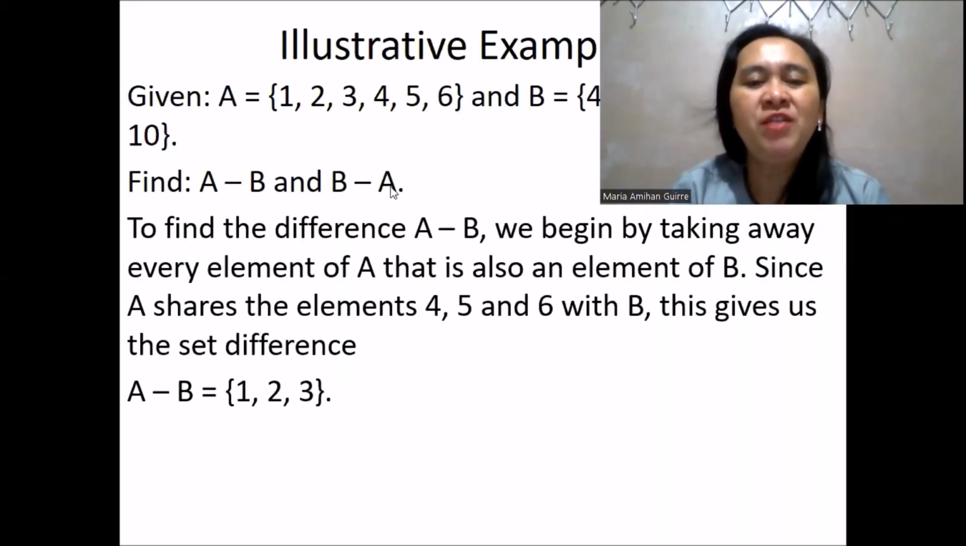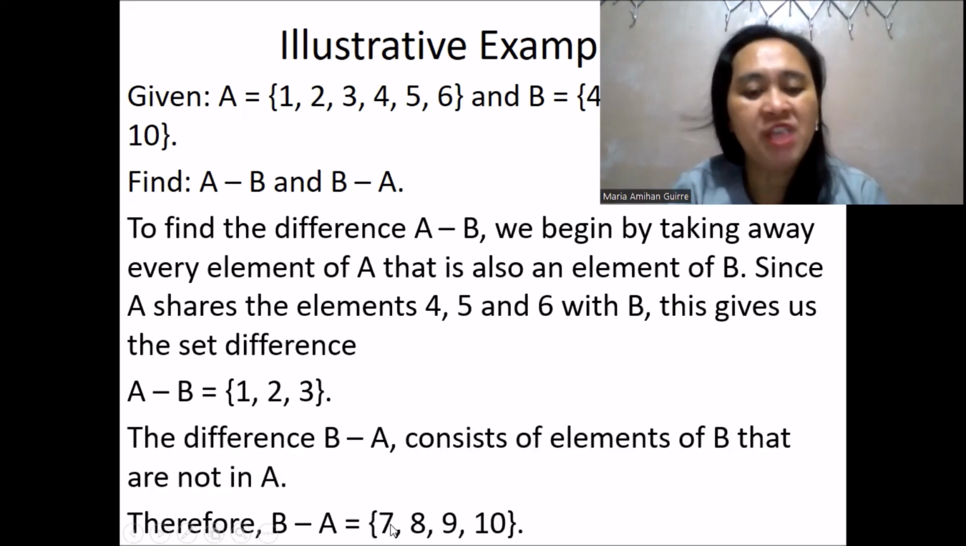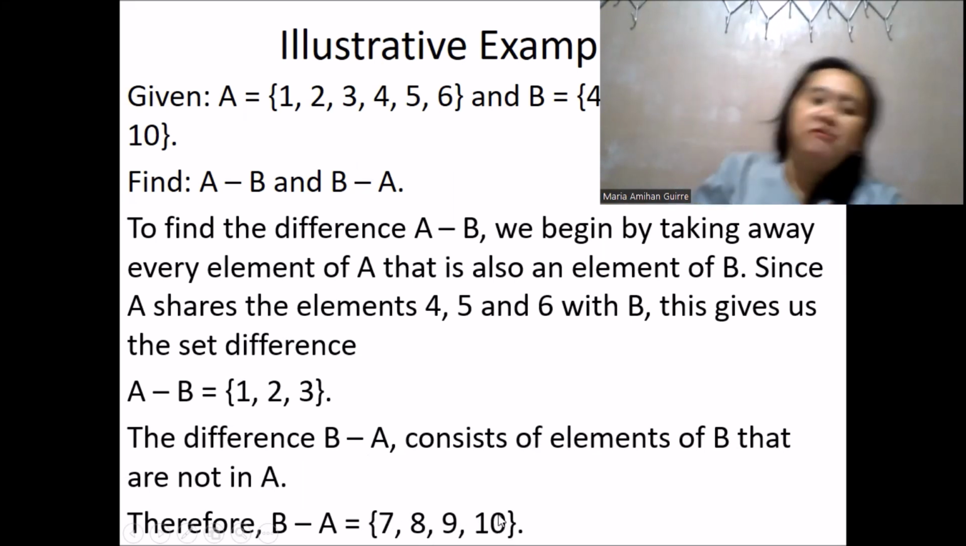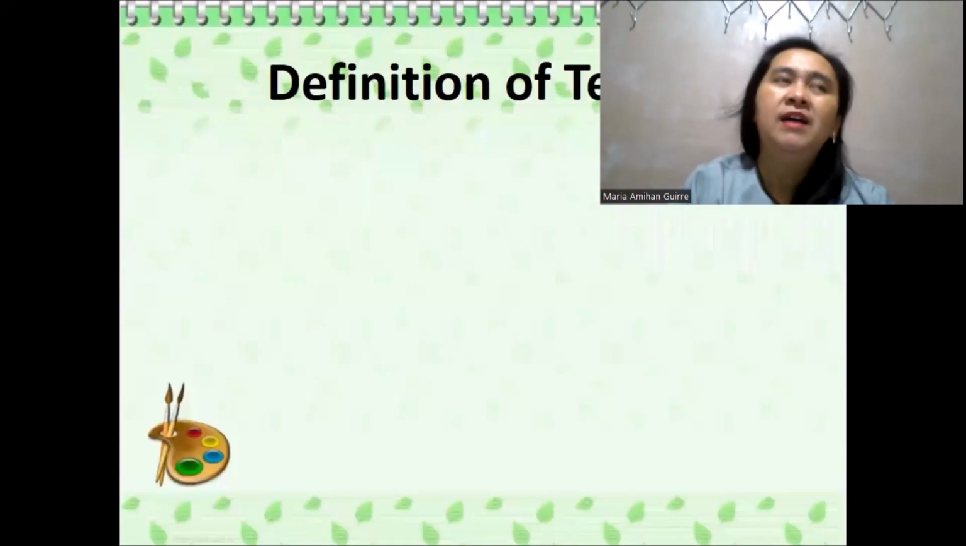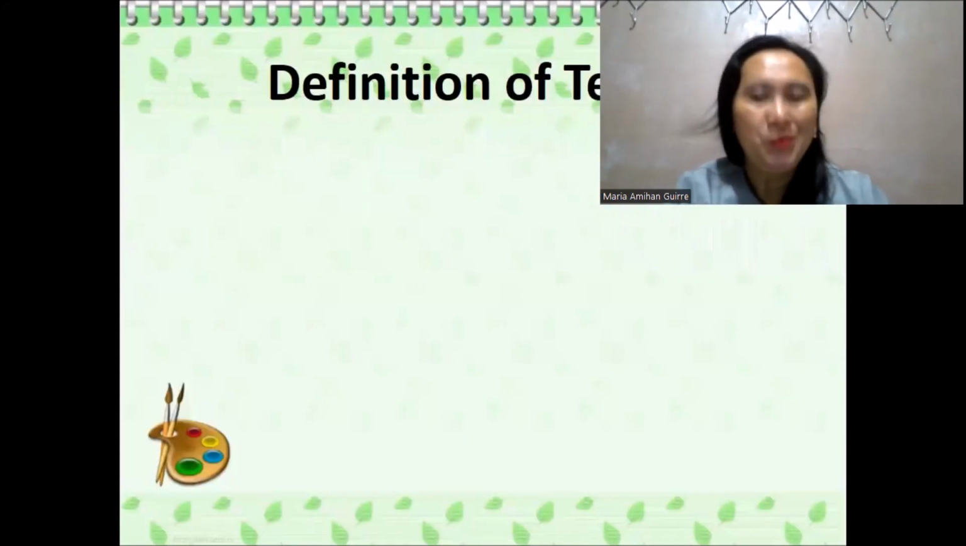Therefore, the B minus A, ano naman ang natira dito na elements sa set B after natin makancel si 4, 5, 6, 7, 8, 9, 10. So therefore, set B minus set A is equal to 7, 8, 9, 10. So from this, okay, let us recall the terms related to sets.